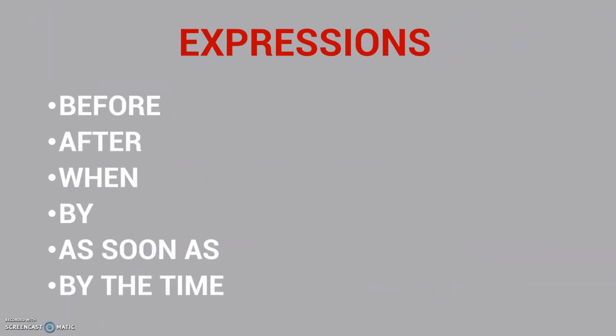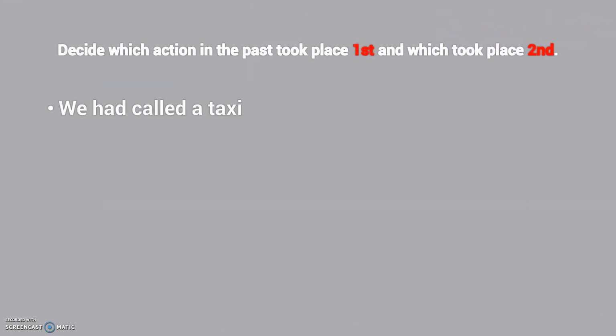Let's see some expressions that we can use. We can use before, after, when, by, as soon as, and by the time. So how are we going to use them? First, we're going to decide which action in the past took place first and which took place second.